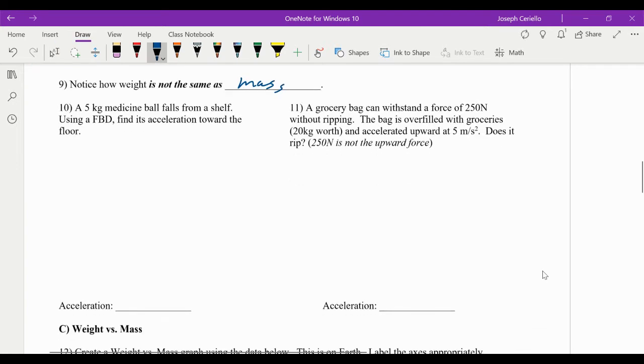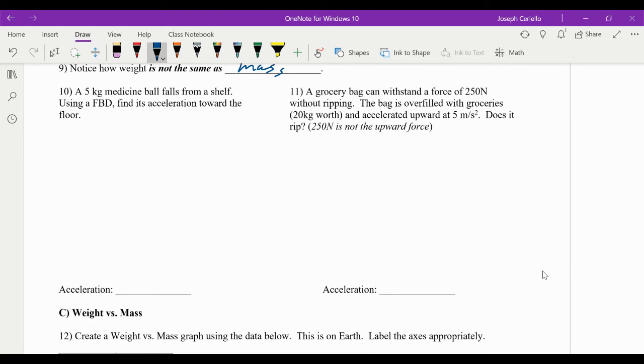All right, so let's just practice some free body diagram stuff real quick. We have a 5 kilogram medicine ball, and it falls from a shelf. So here's my free body diagram. The only force acting on it is its weight. Now you can make the weight negative here, but I'm going to just make it positive because there's no upward force, so I'll just make downward positive. So the weight is the only force acting on it.